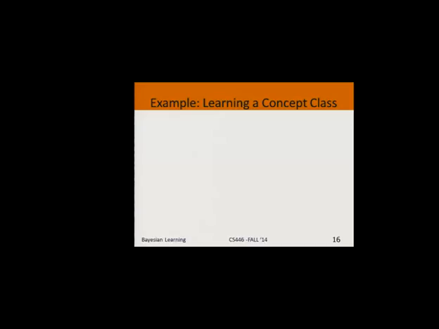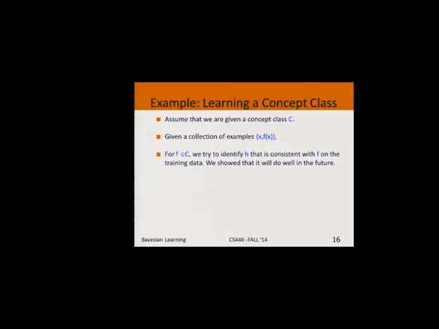Let's answer your question now. So in order to answer your question, I'm going to go back to what we did in the first part of the class and think about the concept class and think about it from the perspective of Bayesian learning. So what was the scenario there? We assumed that we were given a concept class C. We're given examples, training set, labeled according to a member f in this function, a collection of x, f of x. And my goal is to identify h that is consistent with f. But I'm going to do it the Bayesian way.